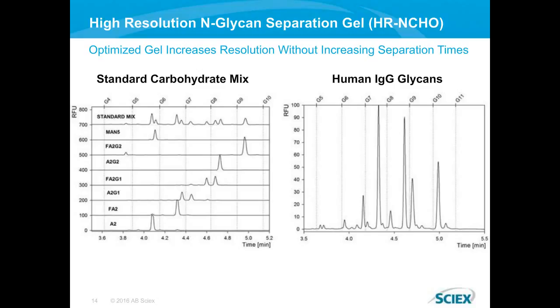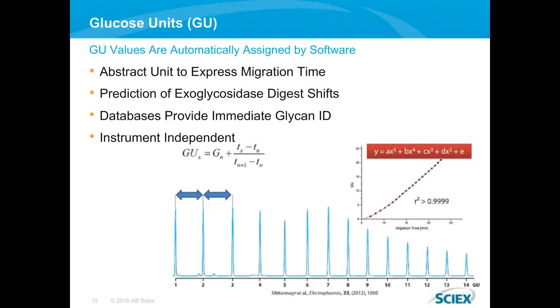You will notice at the top of both of these, there's a couple of numbers, G4, G5, G6, etc. I want to walk through what those are because those are very important for the way that we quantitate and identify what our peaks are in the software. So those G values that you saw running across the top of those last couple electropherograms are what are called glucose unit values, GU values for short.